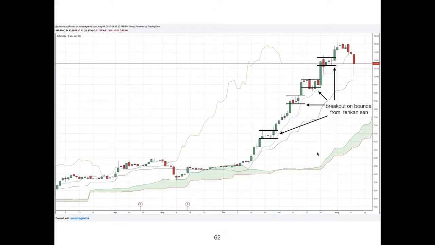So here's the chart of MAC. This was a trader's favorite for the past few months because it had been on a strong uptrend, and after forming flags, they result in strong uptrends afterwards. Flag again, strong upward movement. Another flag, a strong upward movement. Now, how does Ichimoku help in this scenario? Notice how the breakouts happen when the price reaches the Tenkan-sen line.